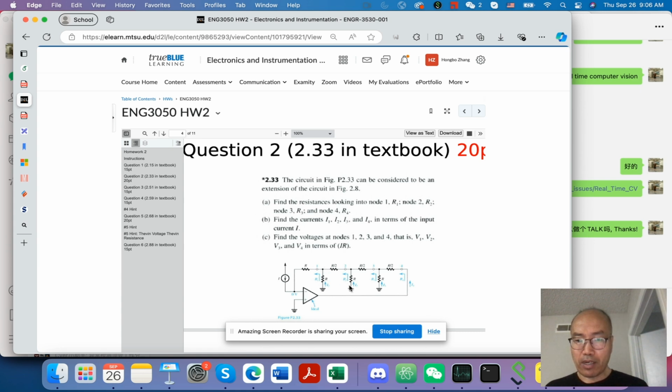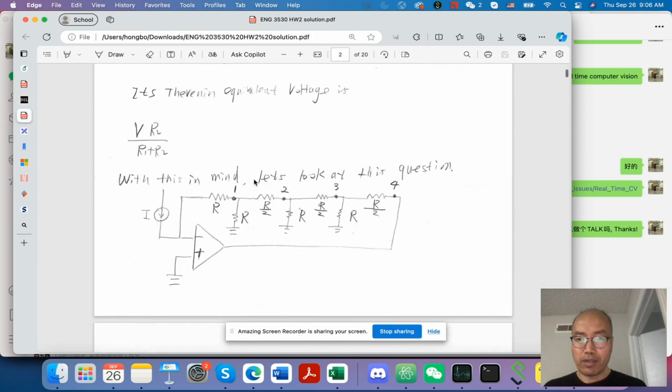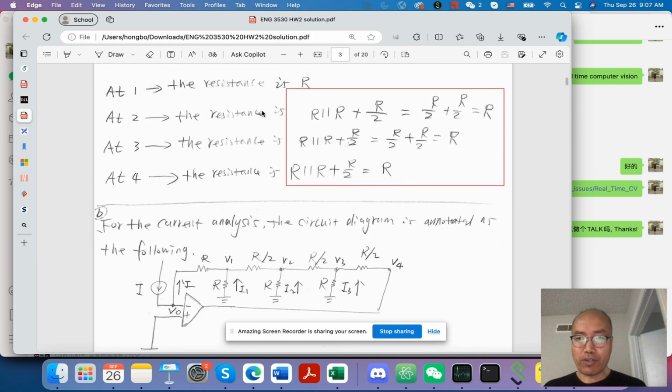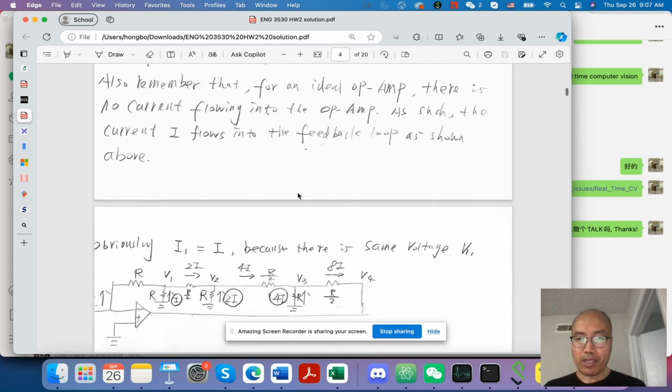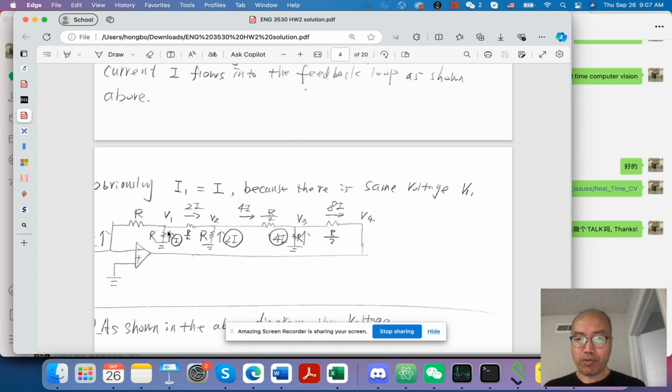So this is I, this is I, and this is 2I. Let me show you here, to be more specific. All of these should be R. Question B: 2I here, as a 2R, 2I. And the flow direction from this one should be 4I. Then 4I here should become 8I.